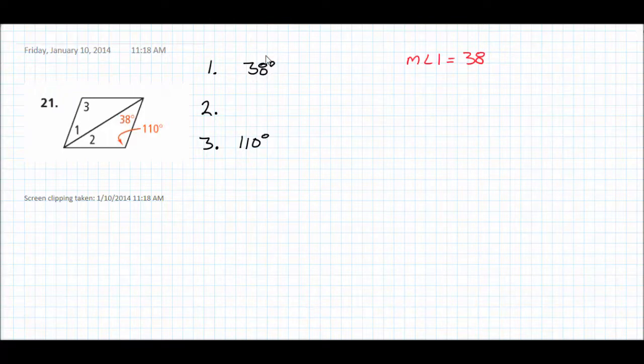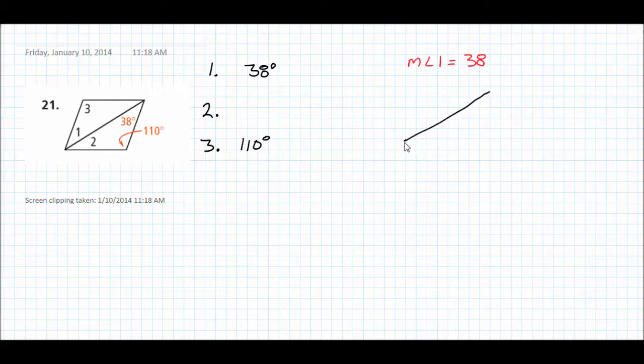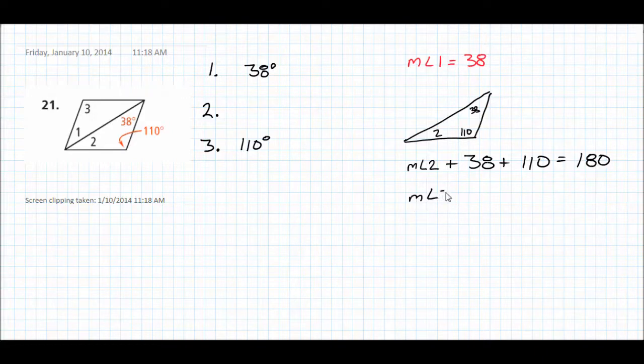Well, angle 2 is a little bit tougher if you think of it in terms of a parallelogram. But if you redraw the diagram, you notice angle 2 is part of a triangle that we already know two parts of. We know the top angle is 38 degrees and the bottom right angle is 110. The sum of all angles of a triangle is 180. So the measure of angle 2 plus 38 plus 110 equals 180. So angle 2 plus 148 equals 180. Subtracting 148 from each side, the measure of angle 2 must be 32.